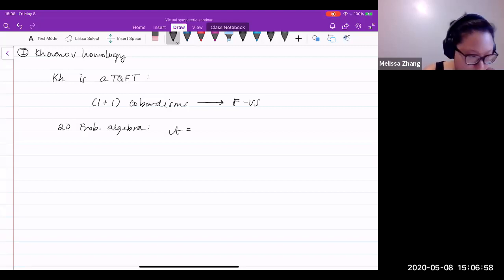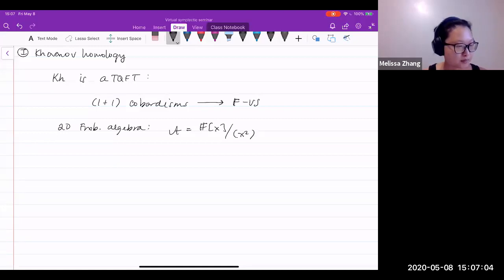And in this case, it's going to be this two-dimensional Frobenius algebra. For objects, you're going to assign nothing, the empty one-dimensional manifold, to just a copy of the field. If you have a single circle, I'm doing closed one-manifolds, so we're going to have circles, you're going to assign this algebra A. And then, of course, if you have more circles, you just tensor these algebras together.